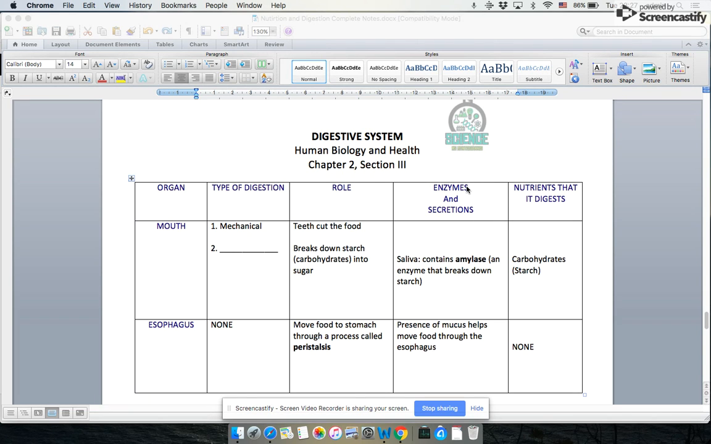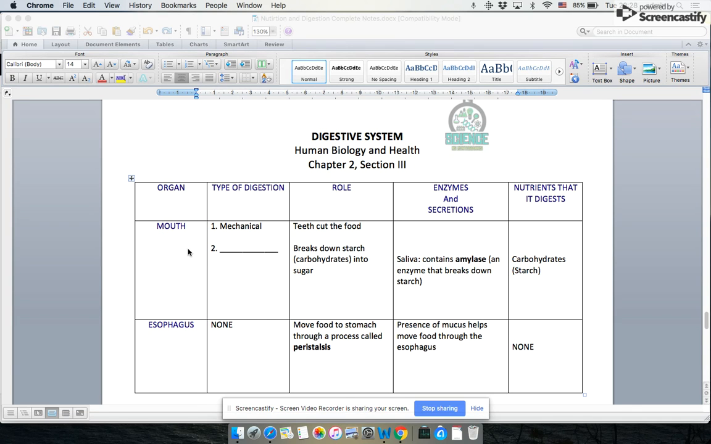Now, what are enzymes? Enzymes are molecules or proteins that help a chemical reaction happen. They help speed up chemical reactions. And in this case, in our digestive system, they assist in breaking down food into nutrients or molecules. Secretions are things that are secreted or released or created somewhere in the digestive system. We call those secretions. Lastly, the last column shows us what nutrient is being digested or helps to be digested in that particular organ. So we'll start with the mouth.